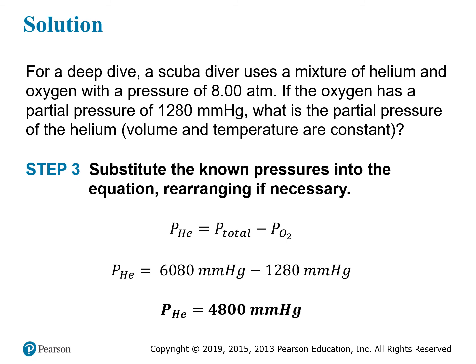And then your last step is just substituting these partial pressures into the equation. Like I said, we'll need to rearrange Dalton's law a little bit, so we have to subtract the partial pressure of oxygen from both sides, so we get the partial pressure of helium equals the total pressure minus the partial pressure of oxygen. Okay, it's very simple algebra. And so the total pressure is 6,080 millimeters of mercury, oxygen is 1,280 millimeters of mercury, and so we end up with a partial pressure for helium of 4,800 millimeters of mercury.